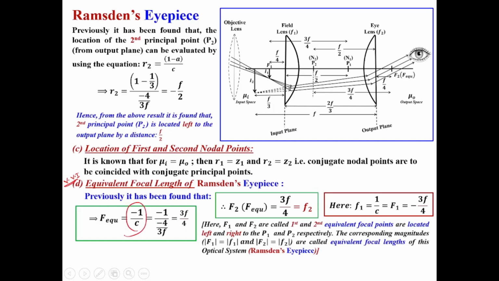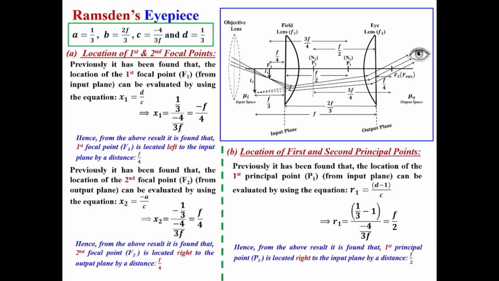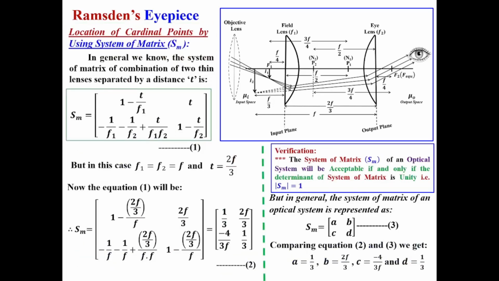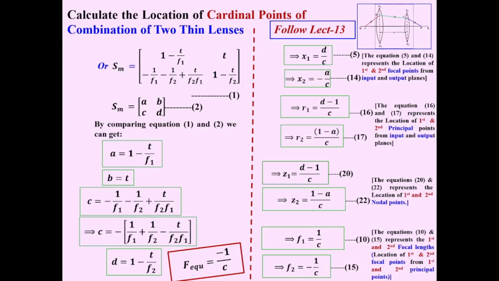That means we have to follow our lecture number 13. We found F equivalent equal to minus 1 by C. Here, if you compare this F equivalent with F2, both are the same. Here minus 1 by C, here also minus 1 by C. Carefully watch and listen. Here the F2 value is nothing but minus 1 by C.